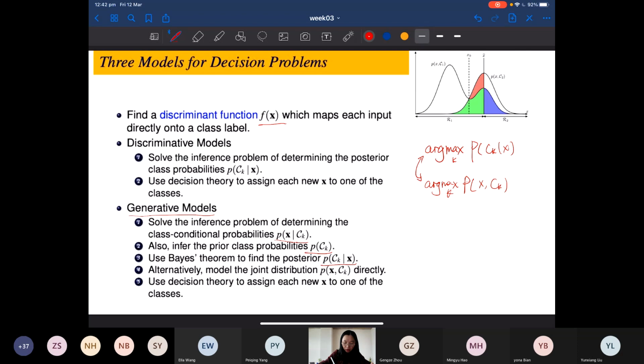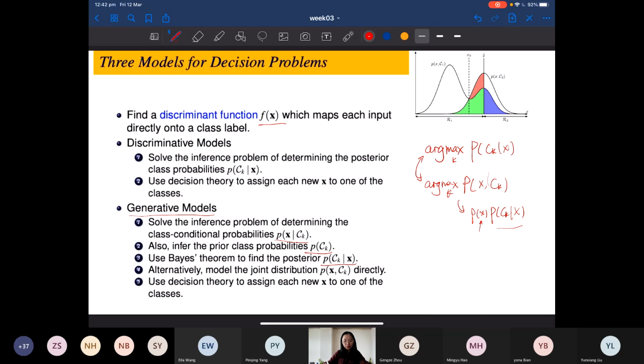Yeah, so what's going on here? The reason is Bayes' rule basically allows us to rewrite this as p of x and p of ck given x. So for the same input point, p of x is the same for different classes. Therefore, this term cancels out, and then these two criteria become equivalent. Right?